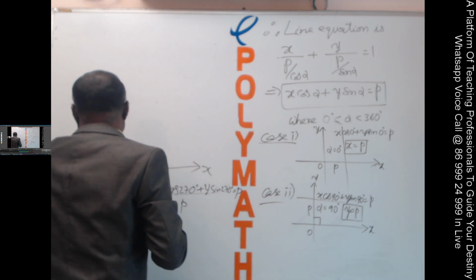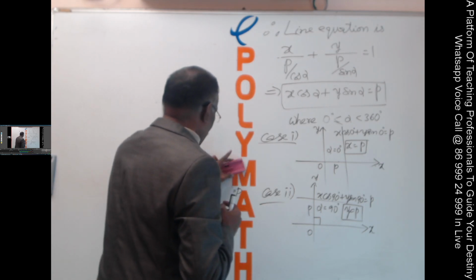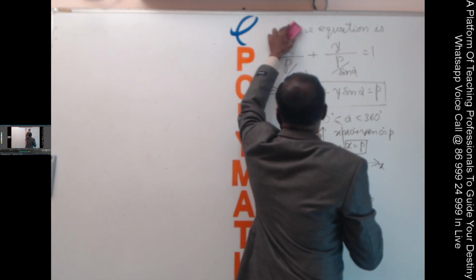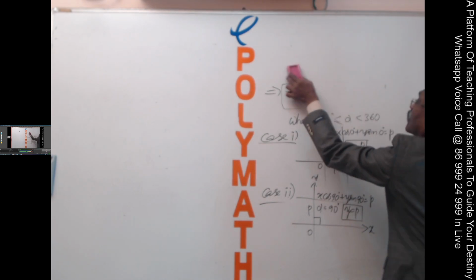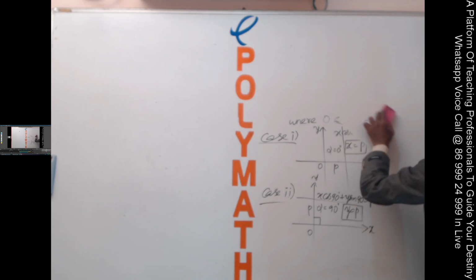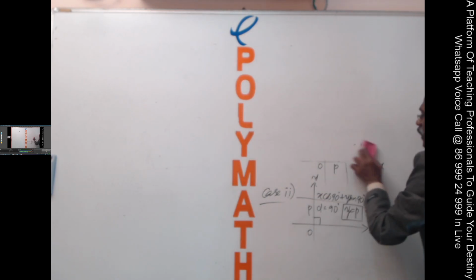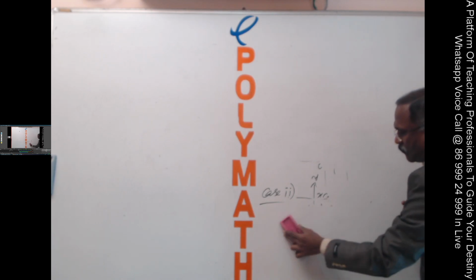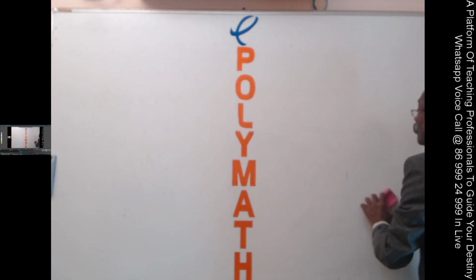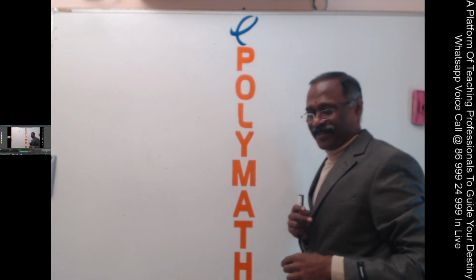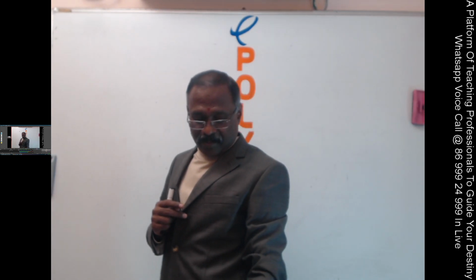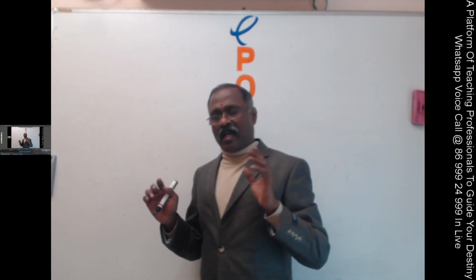Some important points that are to be remembered in this case also. What is P in this case? P is nothing but the perpendicular distance from the origin. So, distance means it is always to be seen positive. Very important point. Distance means it is always to be seen positive. So, P should always be greater than 0.